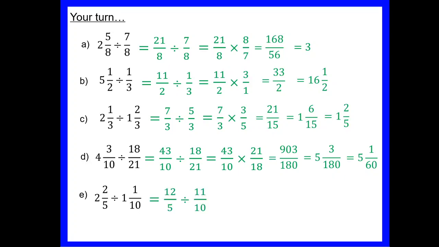Our final one then, we've got 12 over 5 divided by 11 over 10. Keep, swap, flip, multiply our numerators and our denominators, gives us 120 over 55. 55 fits in 2 whole times with 10 over 55 remaining, and 10 and 55 can both be divided by 5. So we get 2 and 2 out of 11.